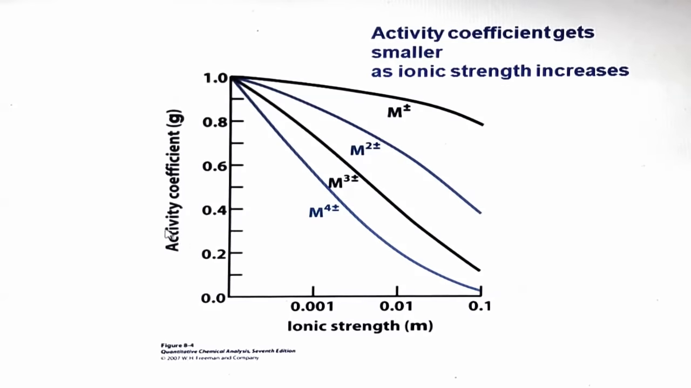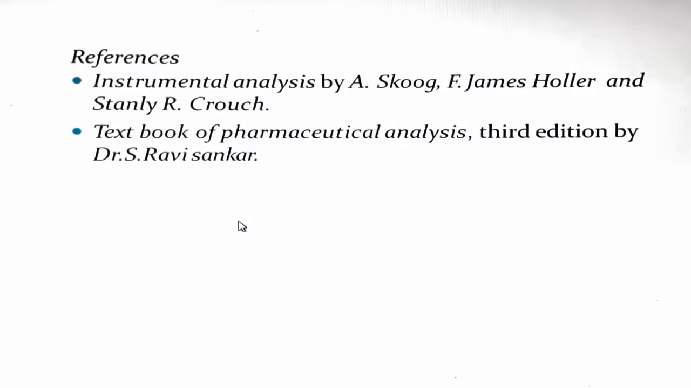They are inversely proportional to each other, because if ionic strength is more, the ionic atmosphere will be very strong and the activity coefficient decreases. If ionic strength is 0.1, in that condition activity coefficient is very low. When ionic strength was near about 0, at that time activity coefficient was maximum. These are the references. This is all about activity coefficient and ionic strength. Thank you.